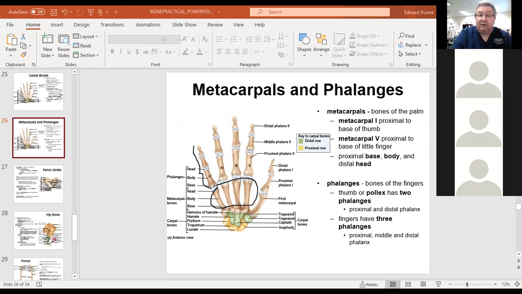So the joint between the metacarpals and the first phalange is the metacarpal phalangeal joint. That's known as the MCP. You're going to find out in kinesiology that the MCP joint is your knuckles. The MCP is your knuckles.